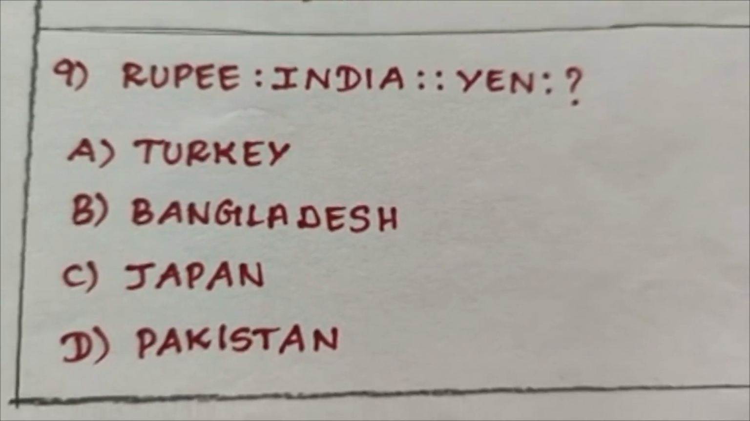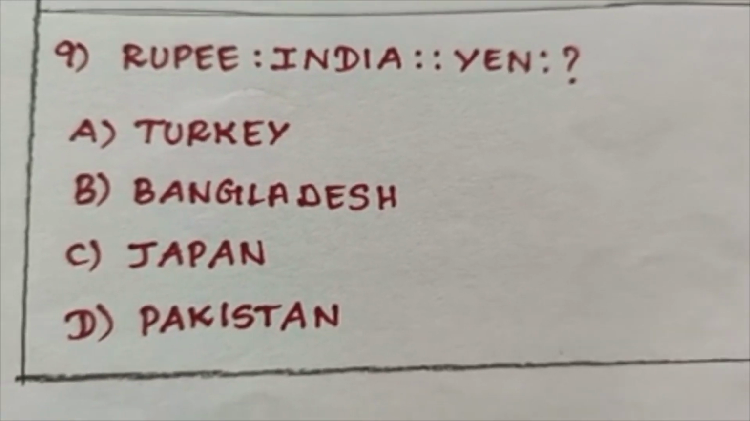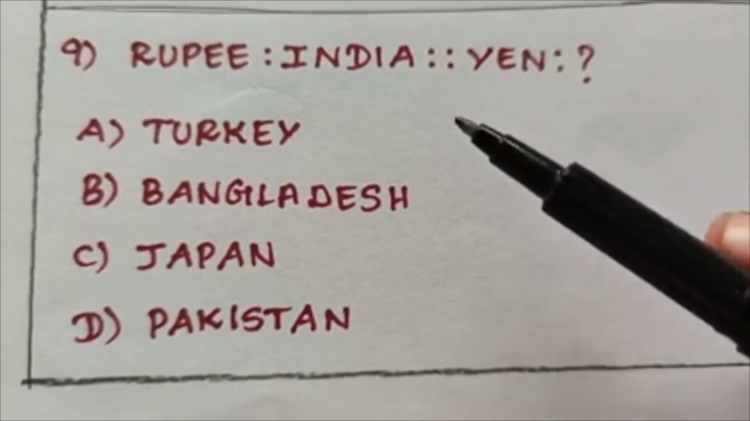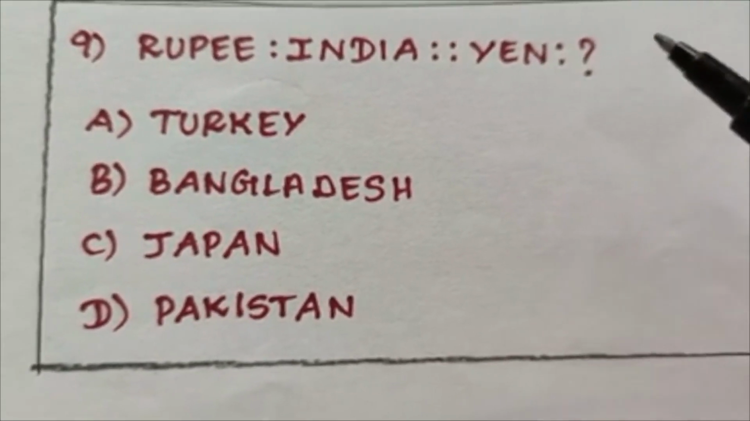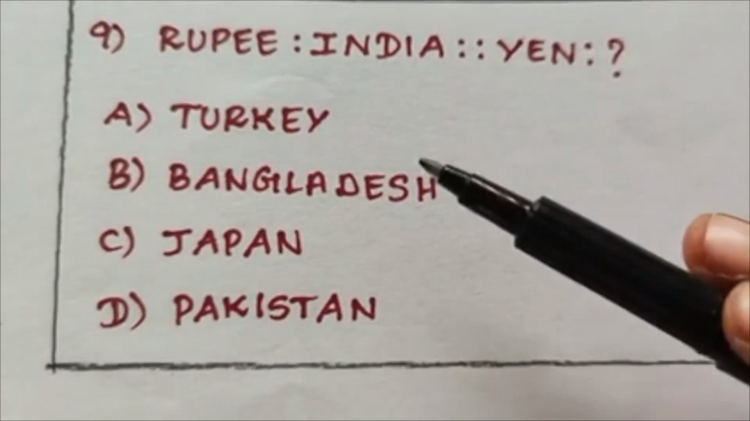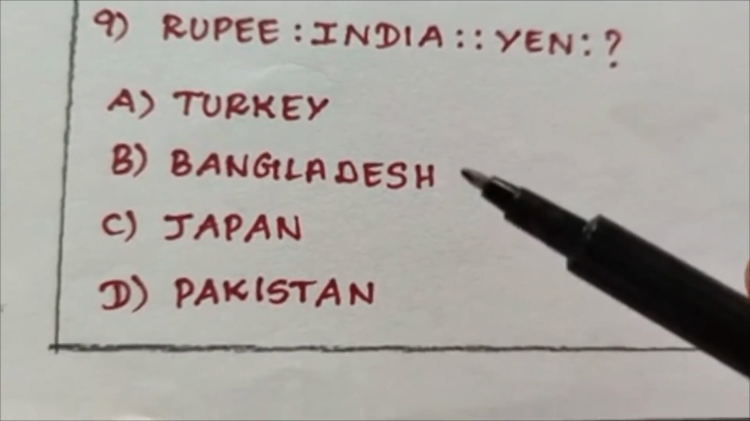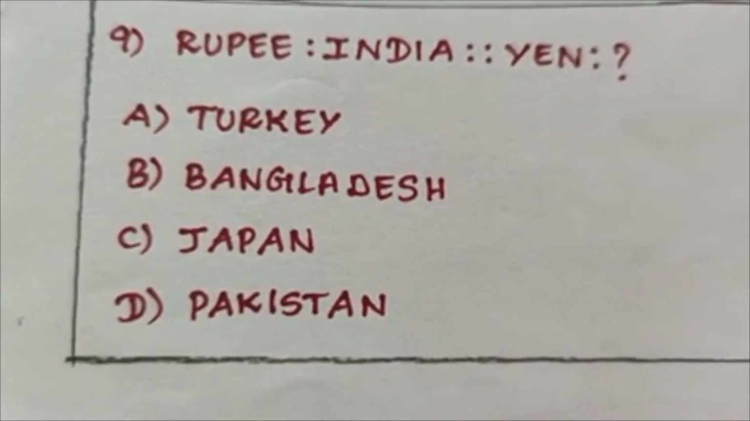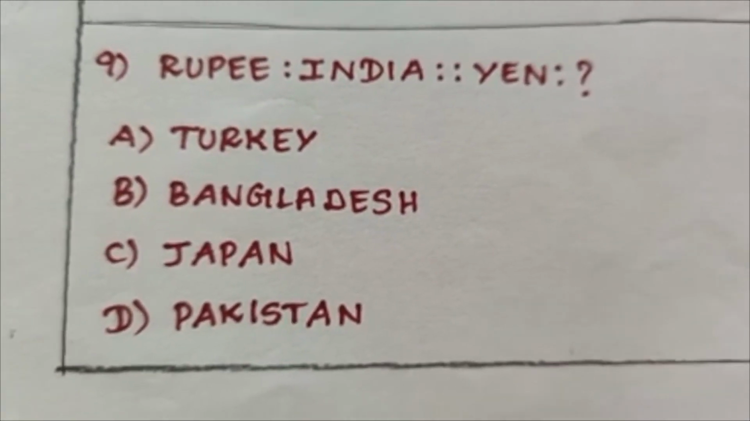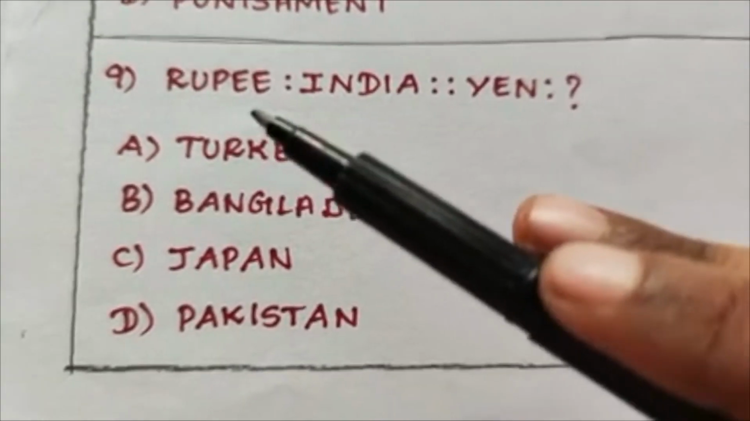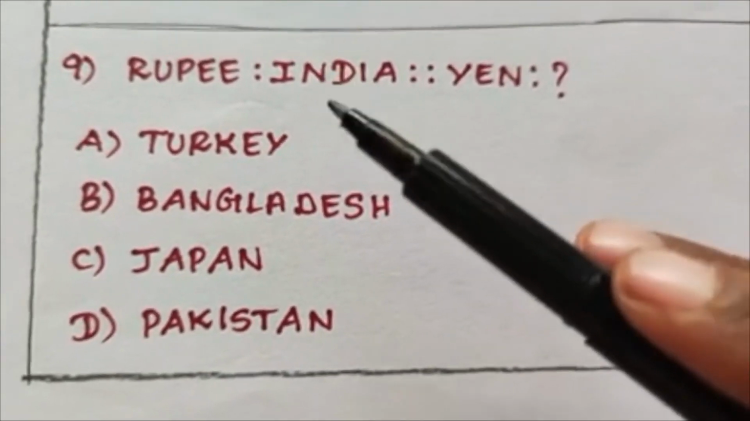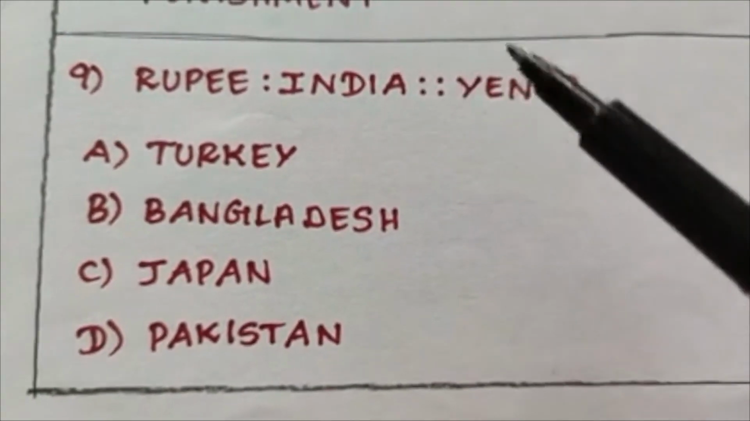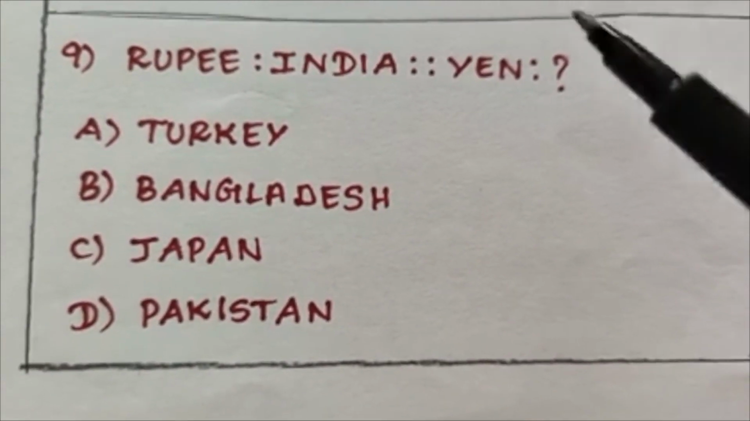Question number 9. Rupee is related to India. In the same way, yen is related to what? Option A, Turkey. Option B, Bangladesh. Option C, Japan. Option D, Pakistan. Okay, here, rupee is the currency name of India. In the same way, yen is the currency name of which country?